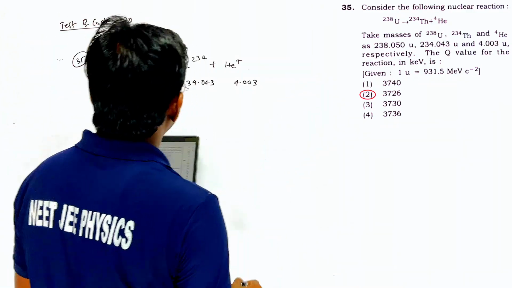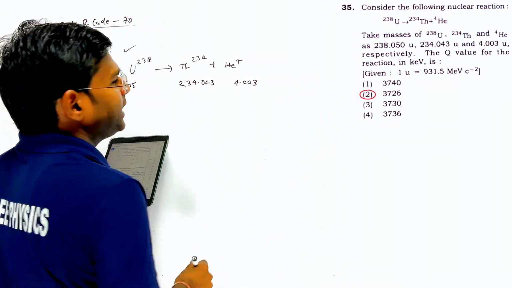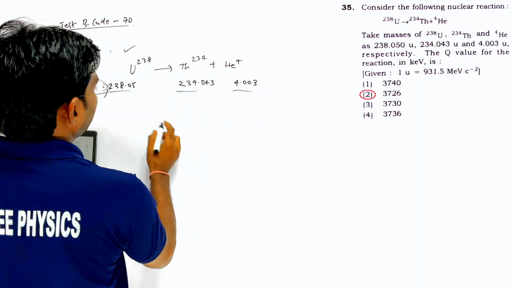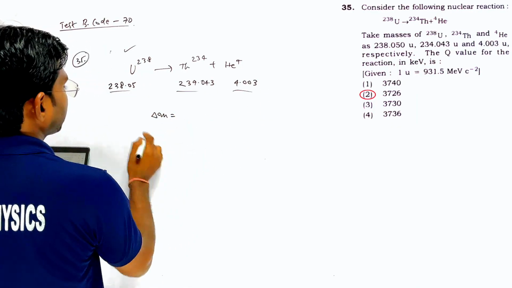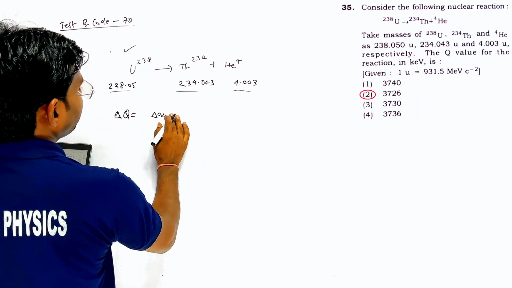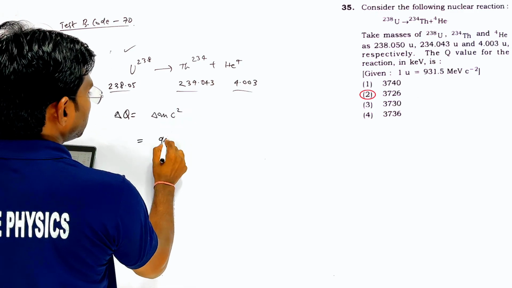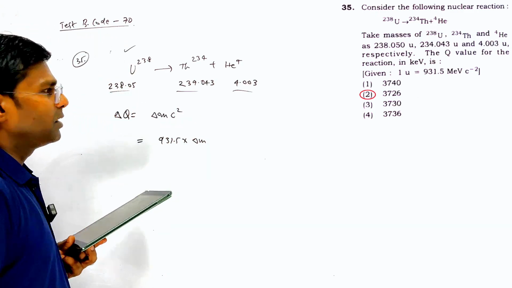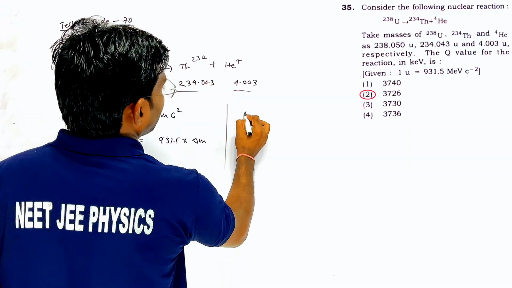So read this question number 35. Uranium disintegrates into thorium and helium. So you have to find the Q value. To find this, the Q value is nothing but mass defect into c square, or it is 931.5 into delta M. The mass defect must be in AMU, right? So what is the mass defect?